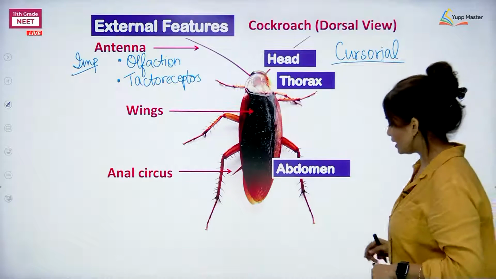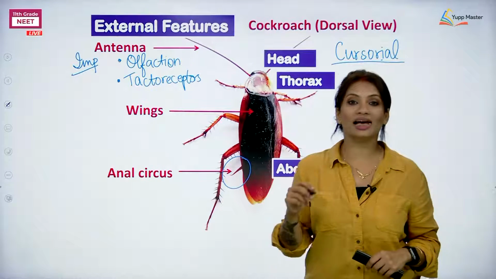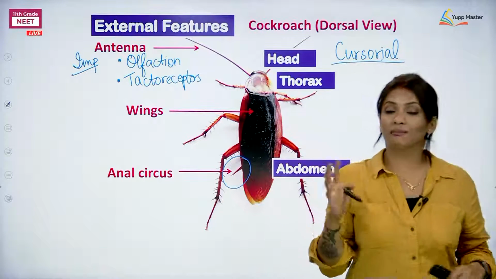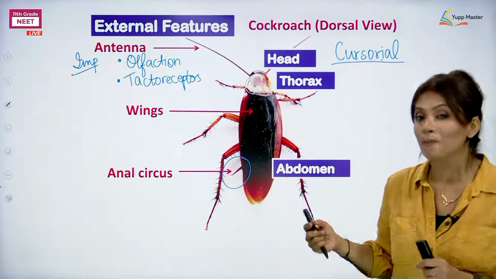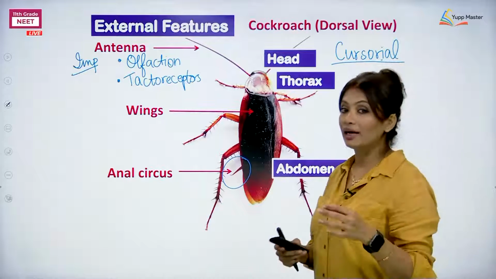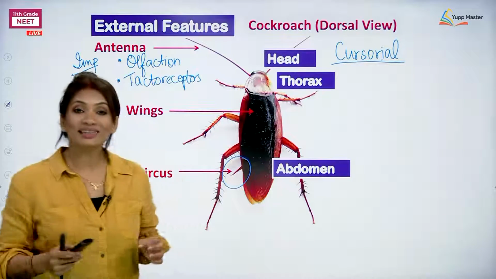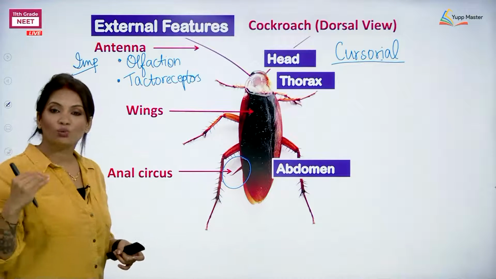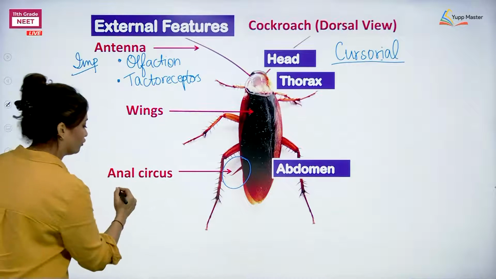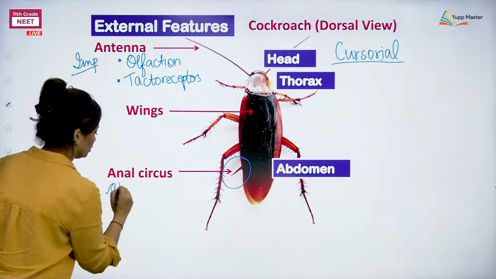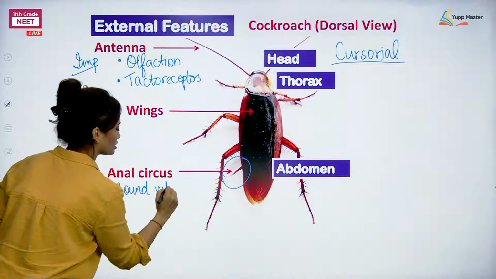Then we see that there is the presence of this small structure here, and that structure is called the anal cercus. Now, the name might be sounding a little funny, but what is its function? The main function of this is for the cockroach to sense vibrations which are set on the ground. So this anal cercus is meant for sensing the ground vibrations.